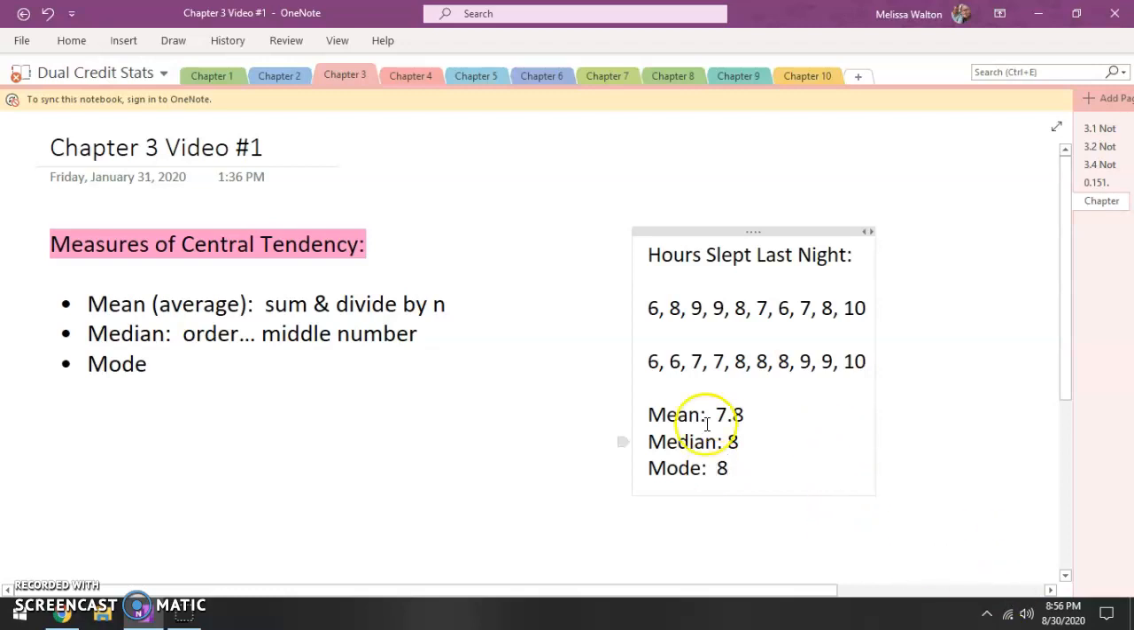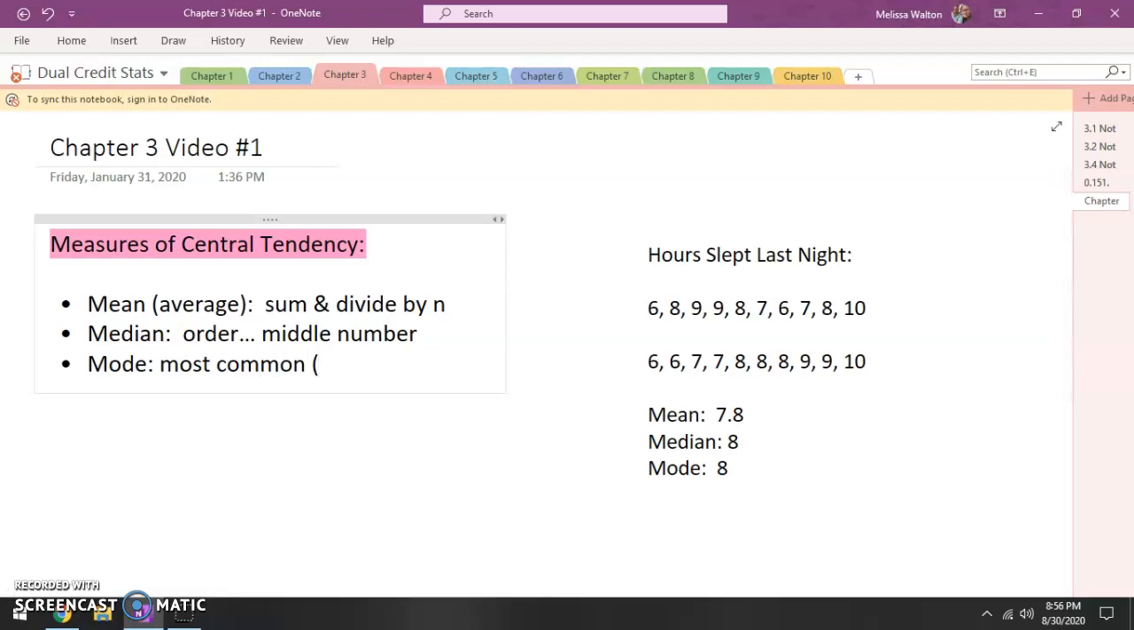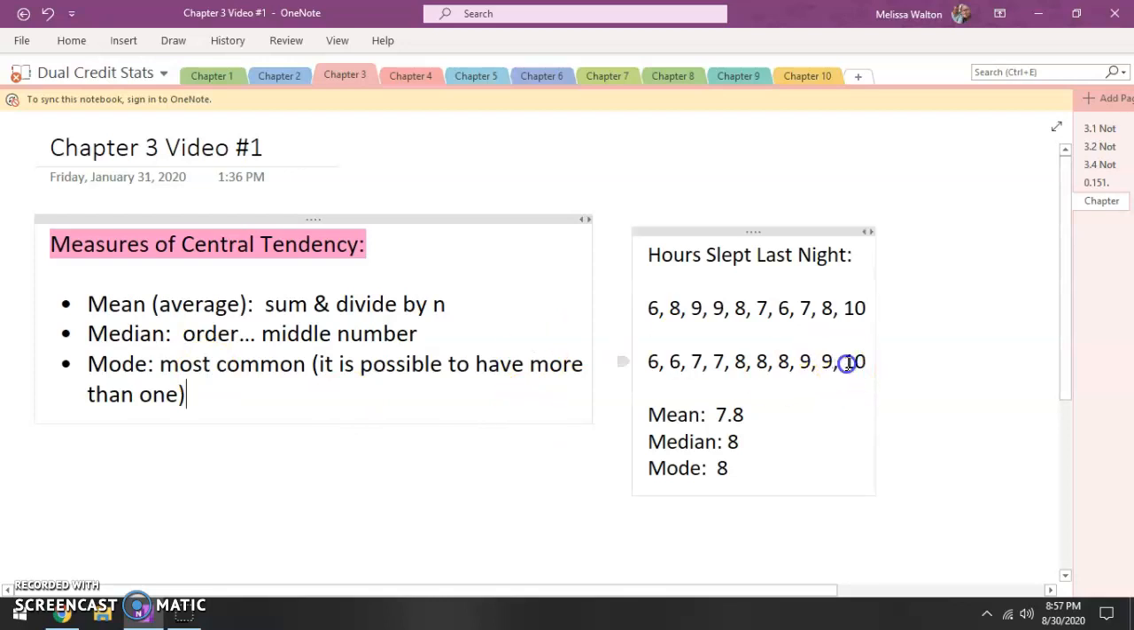All right, so mode is simply your most common. It is possible to have more than one mode. It is possible to have one mode. So let's say that we were to have another 9 in here, then we would have 2 modes. It would be bimodal, just like we talked about last week.